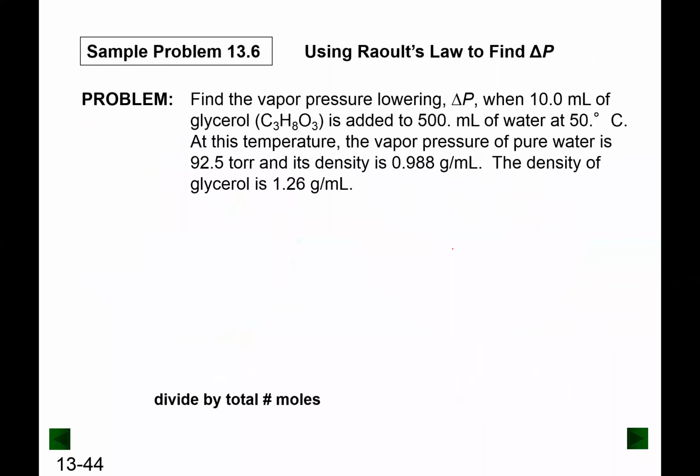Now I wanted to go through some problems using Raoult's law to find the change in pressure. This problem from our text is: find the vapor pressure lowering when 10 mL of glycerol is added to 500 mL of water at 50 degrees Celsius. At this temperature, we're given the vapor pressure of pure water, which would be our P0, and its density. We're also given the density of glycerol, also at that temperature.